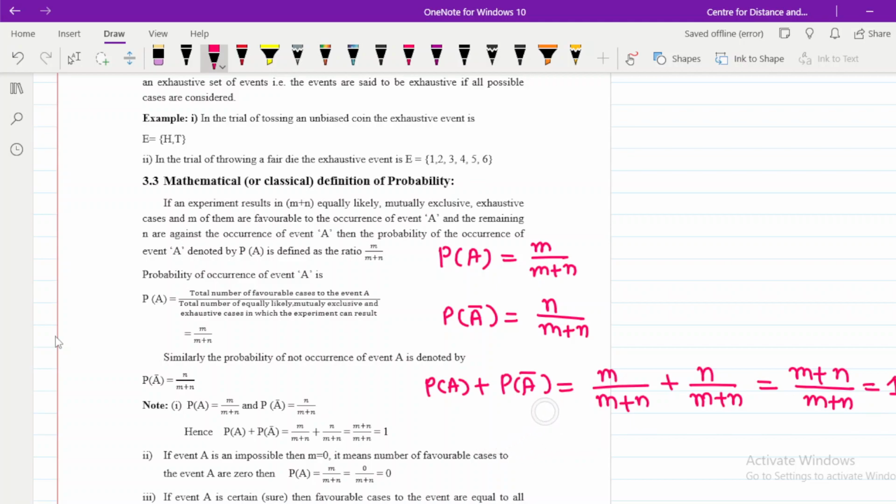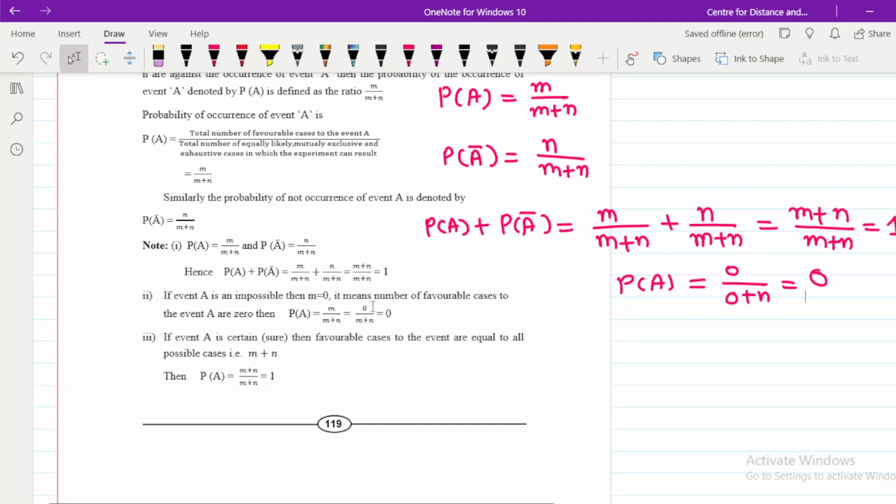And in the case when m is equal to 0, that is P of A is equal to 0 divided by 0 plus n, which is equal to 0, then we get P of A is equal to 0 divided by m plus n, which is equal to 0. And if event A is certain, that is sure, then the favorable cases to the event are equal to all possible cases, that is m plus n, then we get P of A is equal to m plus n divided by m plus n, which is equal to 1.